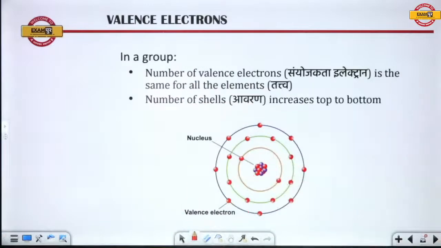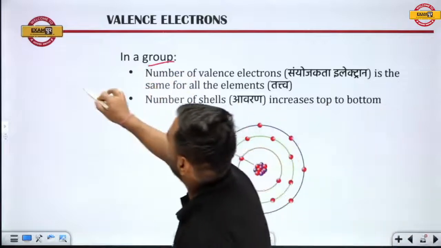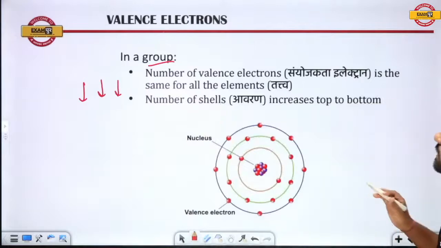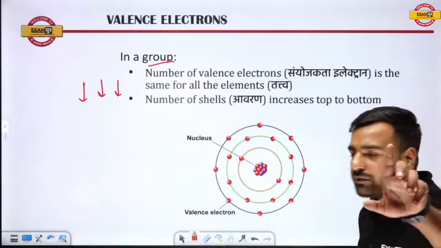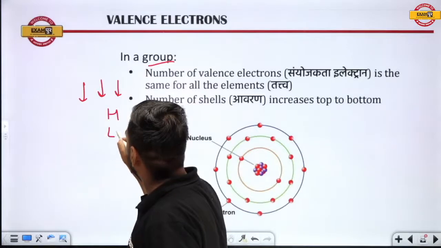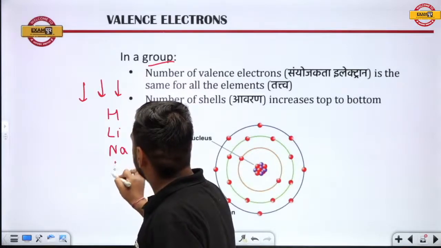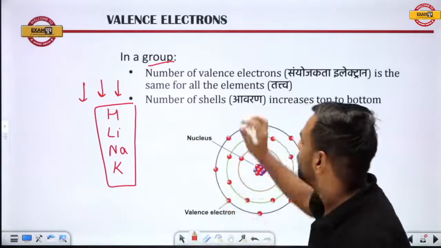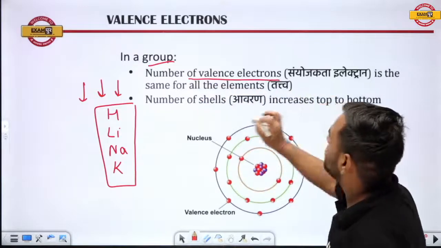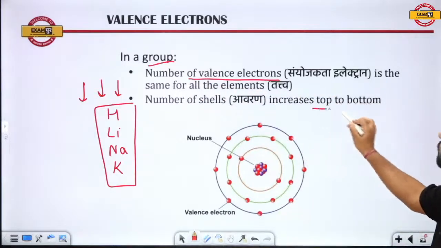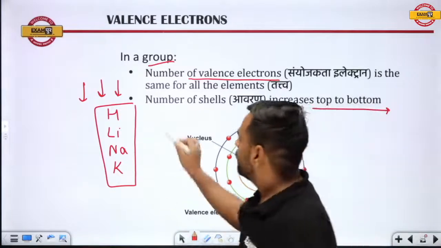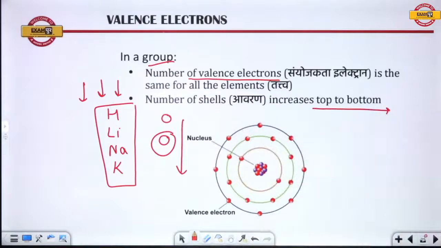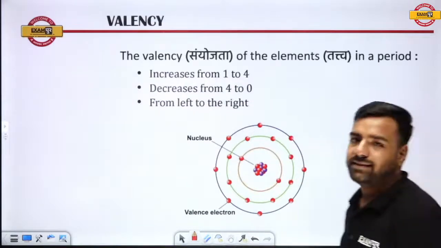So here we have discussed it. Moving forward, if I talk about a group, that means I'm talking in this manner: first, second, third, and so on till 18. Here the number of valence electrons is the same for all the elements. We have taken the example: hydrogen, lithium, then sodium, then potassium. If I go down the same group, the number of valence electrons is going to be the same. The number of shells increases from top to bottom. We have understood this. Simple. Okay.